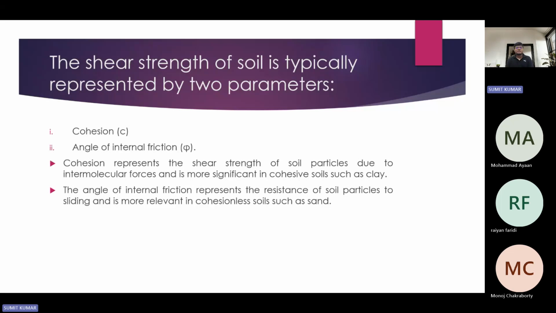While the angle of internal friction represents the resistance of soil particles to sliding and is more relevant in cohesionless soil such as sand. And this is very much understandable. When you see sand, all of you must have seen it, I will take a simple example, not the sand used in construction practices, that sand only. If you see it, there is no intermolecular force of attraction. If you take sand in the hand, it will flow between the fingers very easily.